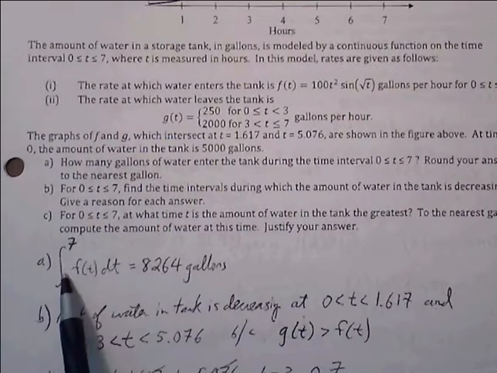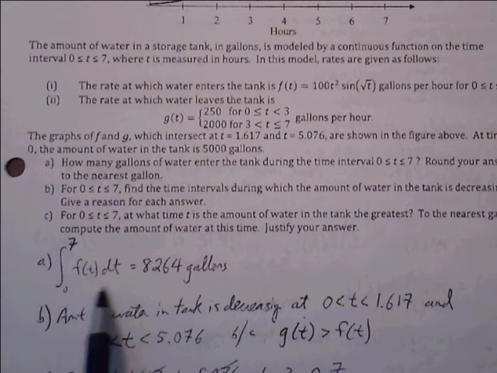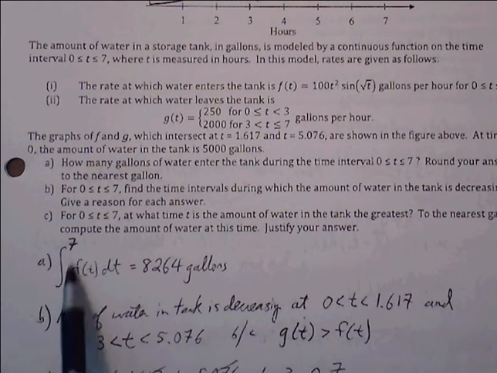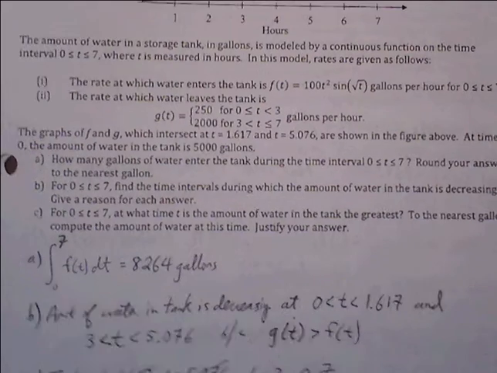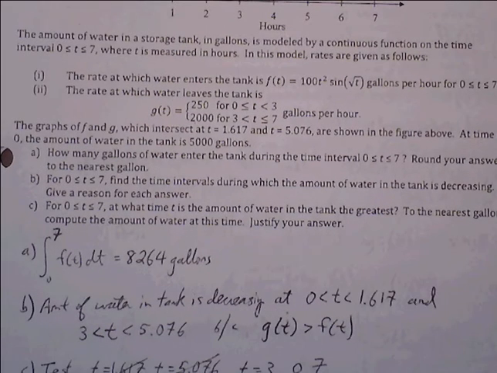We just care about how much water has entered into the tank. So we accumulate the rate at which water is entering into the tank from 0 to 7 hours. Part B, find the time interval in which the amount of water is decreasing.